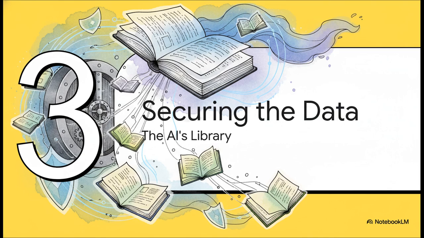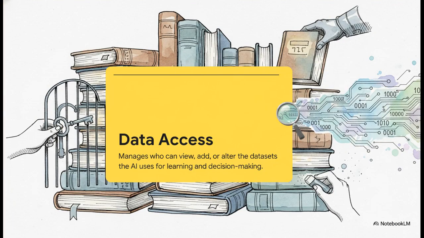Okay, so we've put a guard on the crown jewels. But a brain is useless without knowledge, right? For an AI, that knowledge comes from its data. I want you to think of the training data as the AI's entire library. Every single book it's ever read to learn how the world works. Protecting this library is our second critical line of defense. Data access, then, is all about playing the role of the ultimate librarian. You're controlling the flow of information.